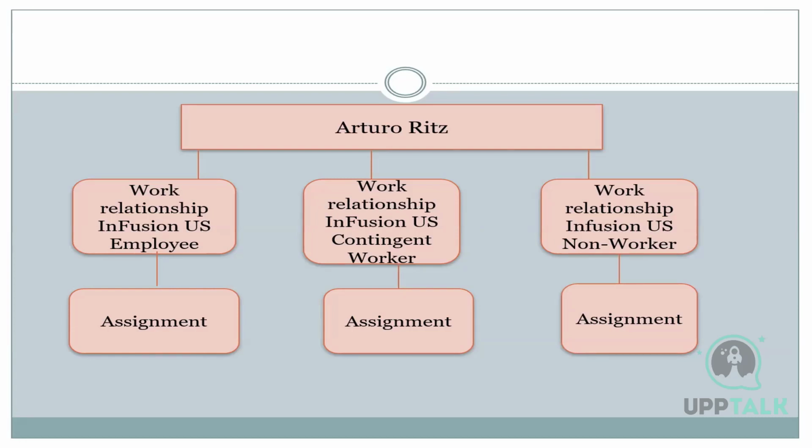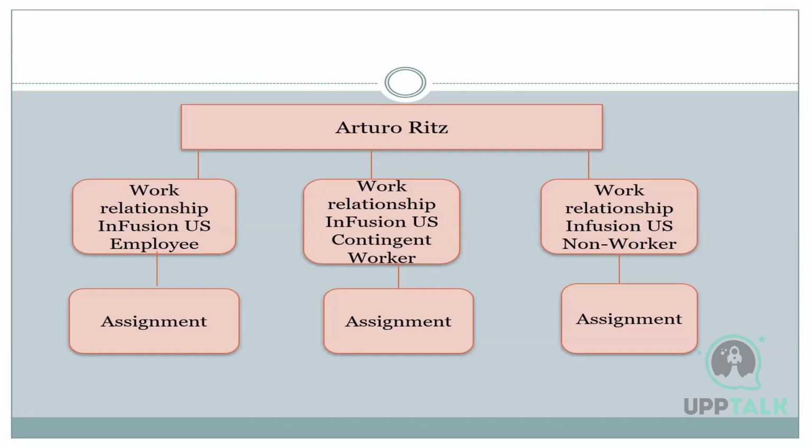Contingent worker, you understand? A contingent worker is not an employee, like a contract worker. Contract workers are not on the payroll of the company. So under the work relationship with Infusion US he is a contingent worker, and he holds a second assignment. Then the work relationship with Infusion US also has a non-worker. He holds a third assignment. So this is the way Orchero Rates can work.